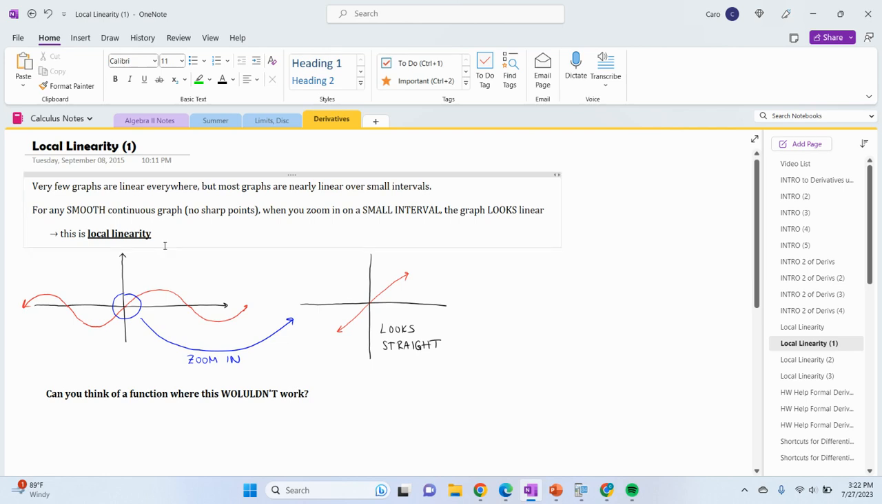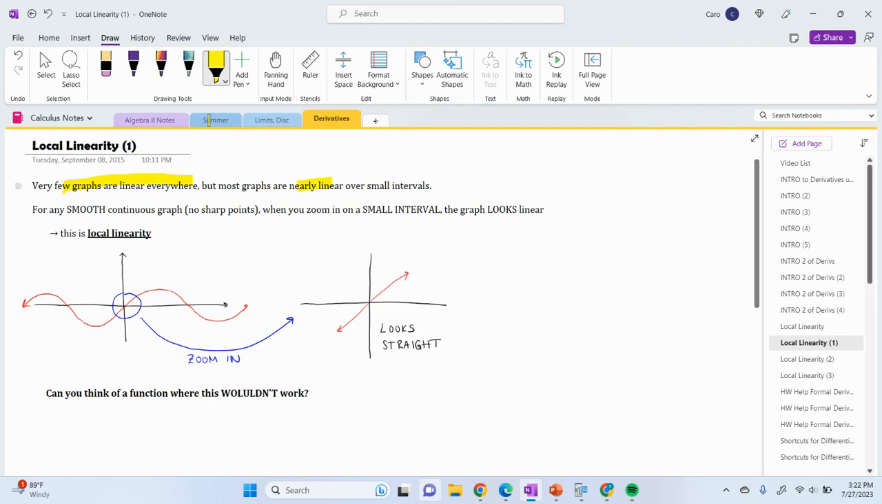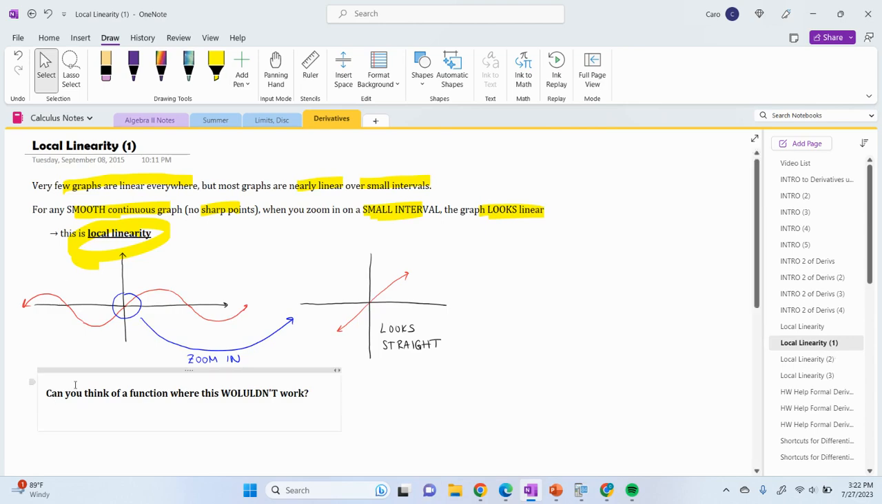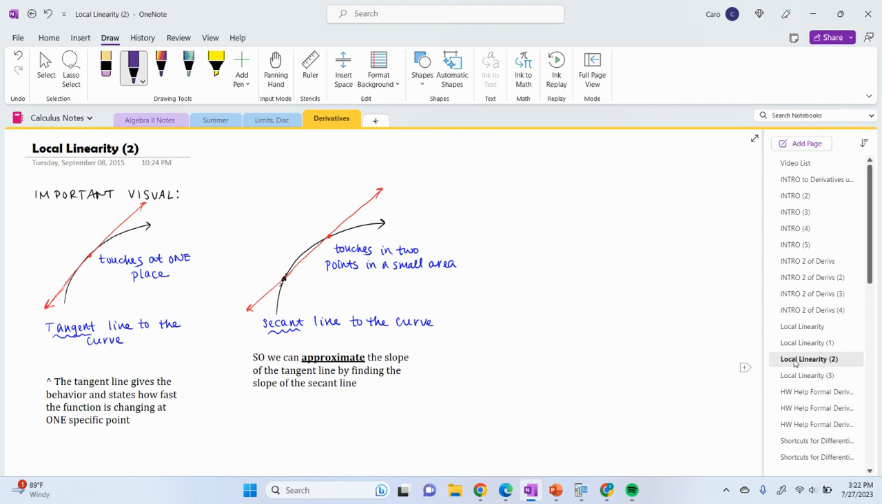So this is just emphasizing the fact very few graphs are linear everywhere, but most are nearly linear on small intervals. We focused on that. We did focus on smooth and continuous, meaning no sharp points. If you zoom in on a small interval, it looks linear. That's local linearity. So this little visual here will help you. That's what we did in the calculator. And make sure you have that jotted down. We are going to go back to this idea at the end of the video, okay? So skip that for now.